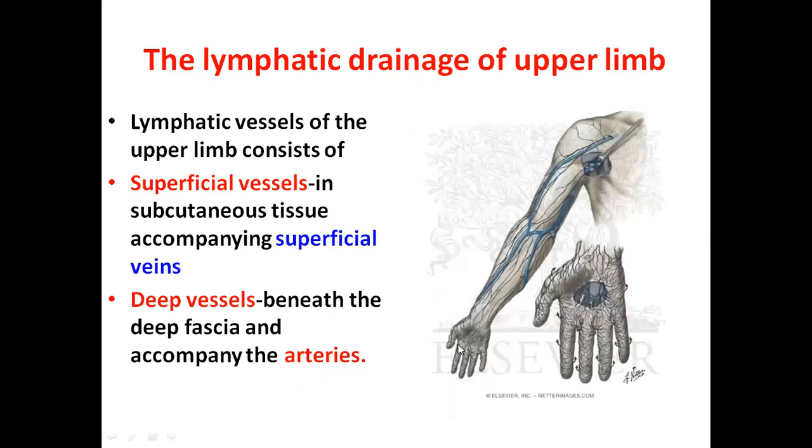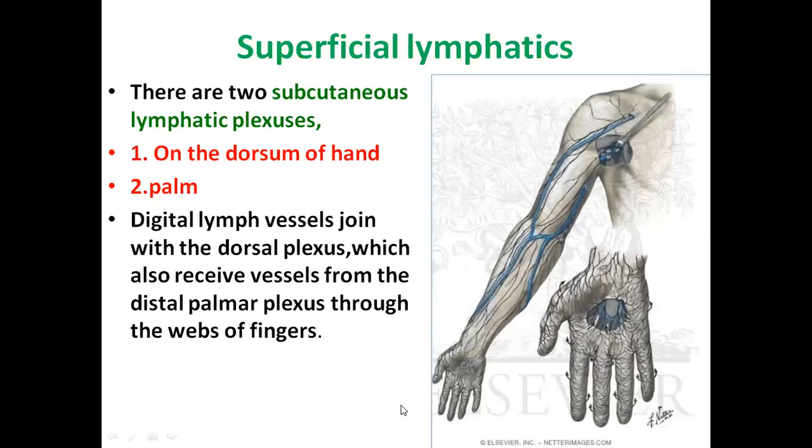The lymphatic drainage of the upper limb. The lymphatic vessels of the upper limb consist of superficial vessels in subcutaneous tissue accompanying the superficial veins. So these black lines that have been shown are all lymphatic vessels, which are accompanying the veins. Deep vessels beneath the deep fascia accompany the arteries.